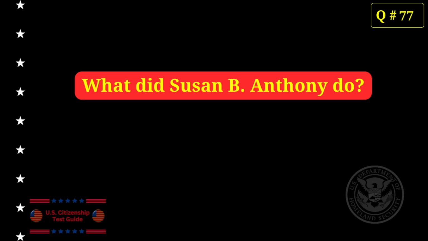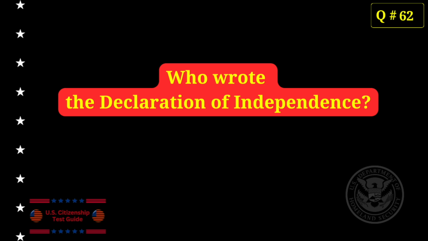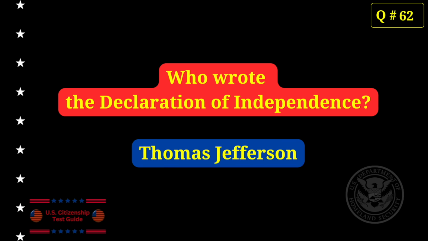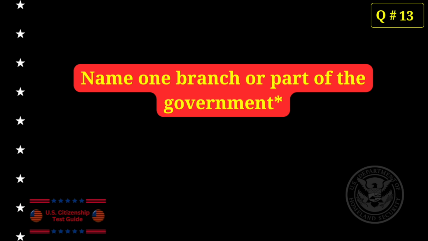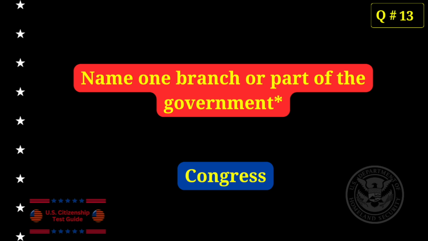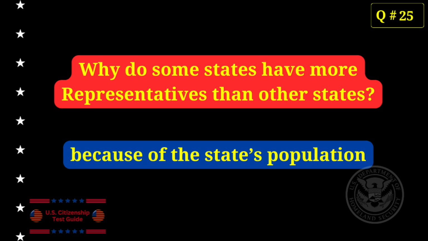What did Susan B. Anthony do? Fought for women's rights. Who wrote the Declaration of Independence? Thomas Jefferson. Name one branch, or part, of the government. Congress. Why do some states have more representatives than other states? Because of the state's population.